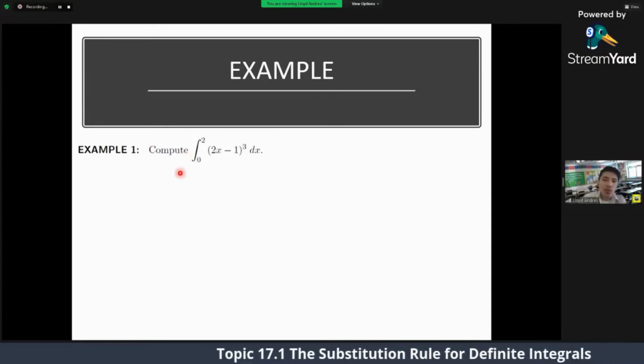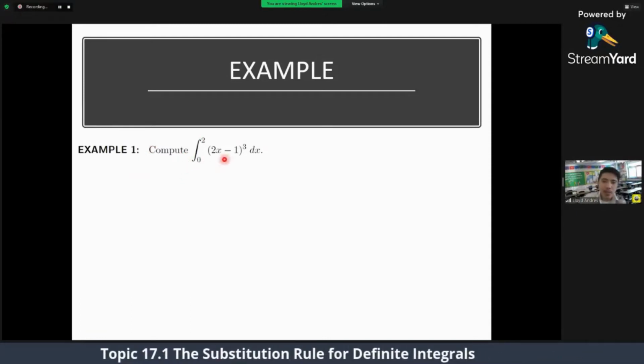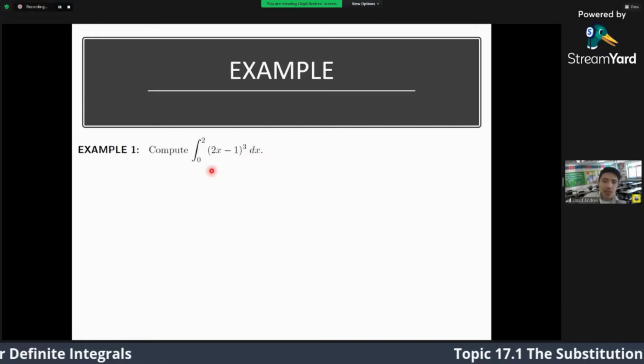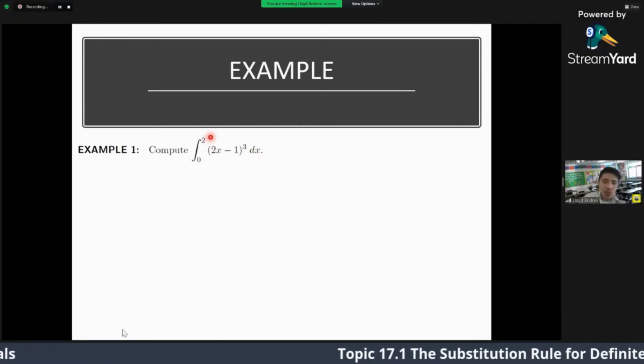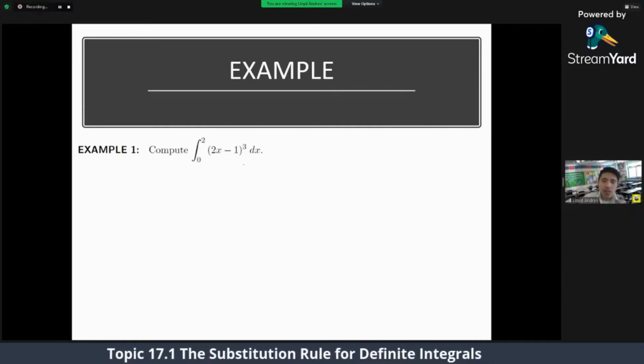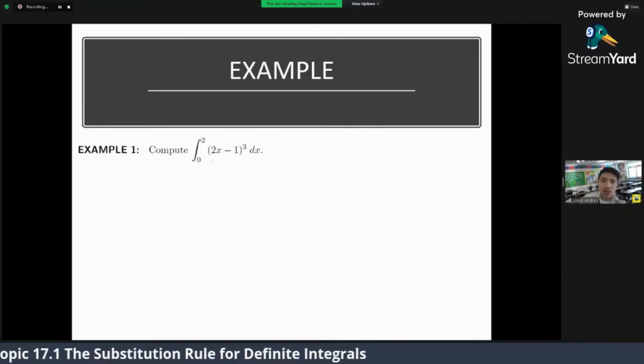We are asked to compute the integral of the quantity (2x - 1)^3 dx from 0 to 2. So, from the given, we will focus on two methods. First is, we apply substitution.